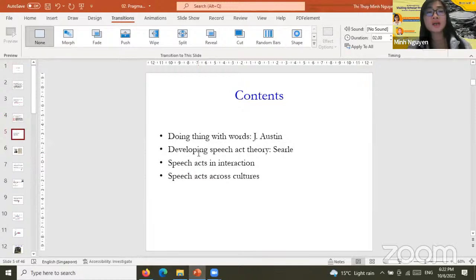And we are going to look at how to analyze speech acts in interaction. And we talk about speech acts across cultures. So cross-cultural communication: what happens when people don't share the same linguistic norms or the same social cultural norms, and they get together and try to do speech acts? And then I'll touch on teaching second language pragmatics a little bit at the end of the lecture. So I hope that is clear enough.